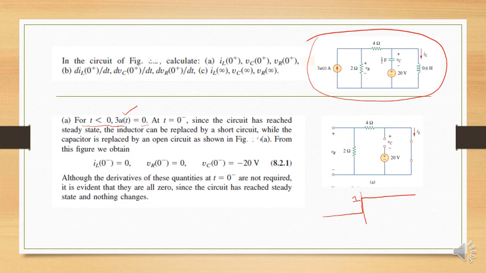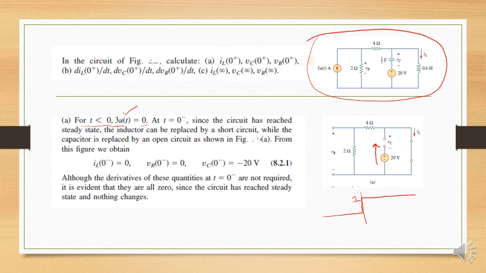So IL of 0 negative is 0. VR of 0 negative is again 0. Why? Because no source is connected over here, it is disconnected. VC of 0 negative is what? It is minus 20 volts. Why? Because all this voltage is dropped across this open circuit, right?